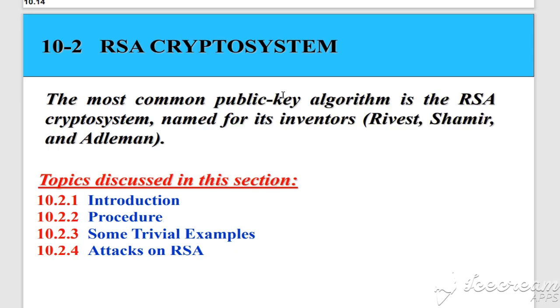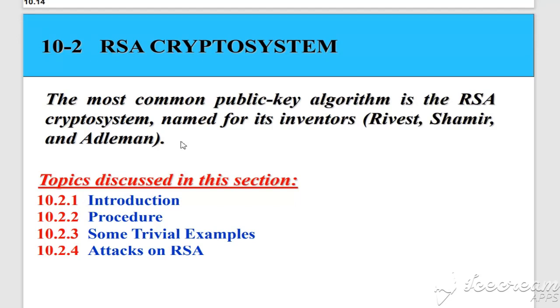Okay, now we will see the RSA crypto system. It is a public key algorithm that was invented by three inventors, Rivest, Shamir and Adleman. It is an algorithm used by modern computer systems to encrypt or decrypt messages. It is an asymmetric cryptography algorithm, which means it uses two different keys for encryption and decryption.